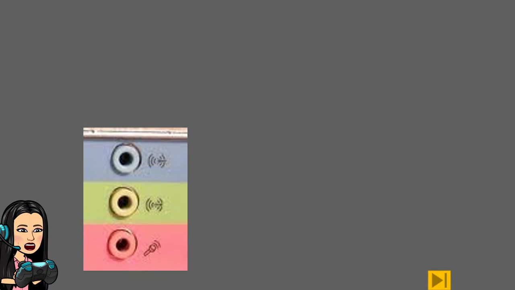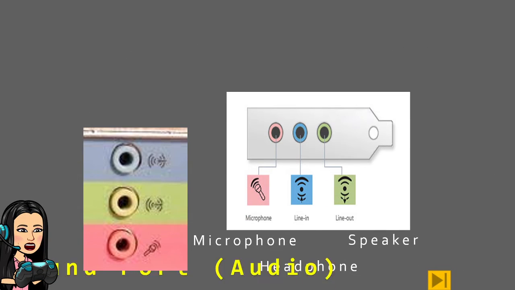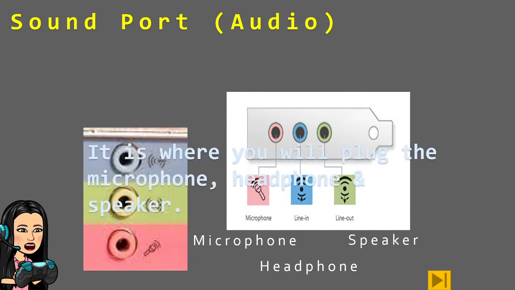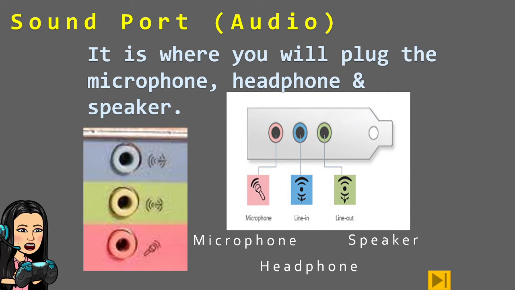The next one is the audio port or sound port. It is where you will plug the microphone, headphone, and speaker. Light pink is for the microphone, light blue is for the line in, light green is for the headphone or speaker.